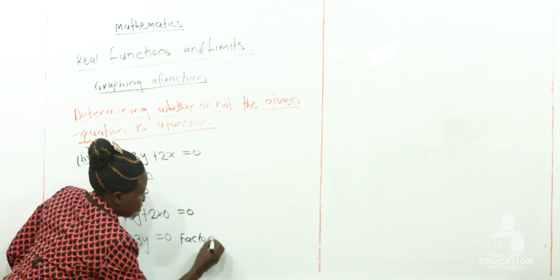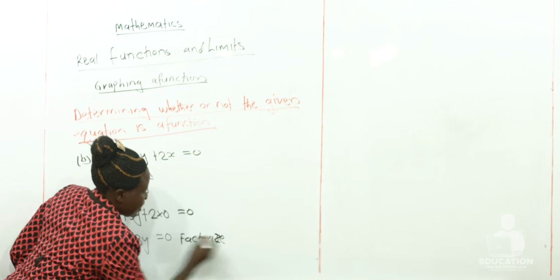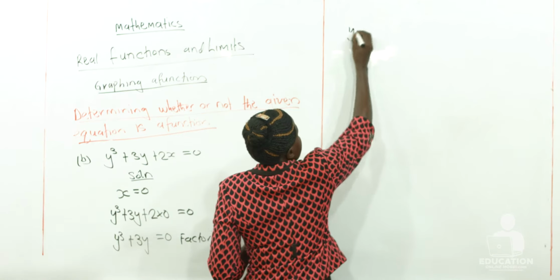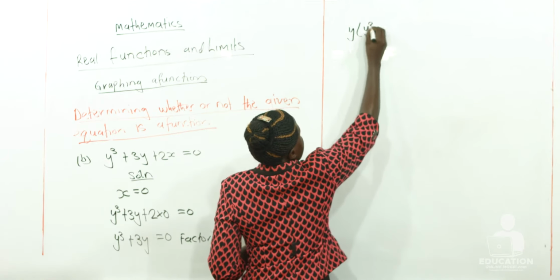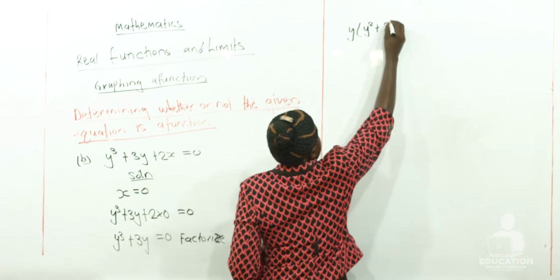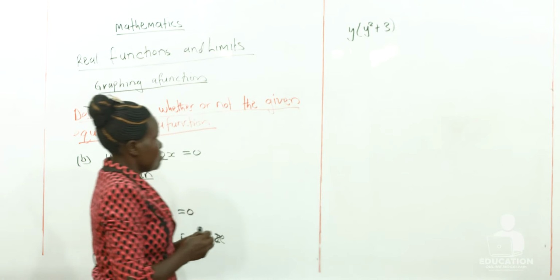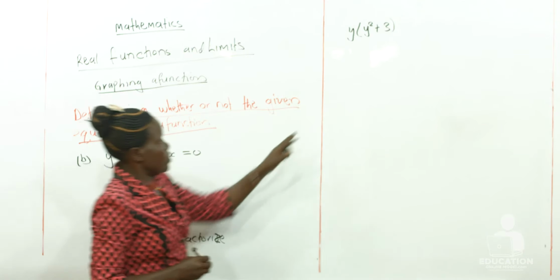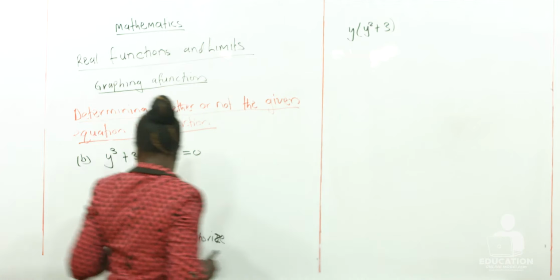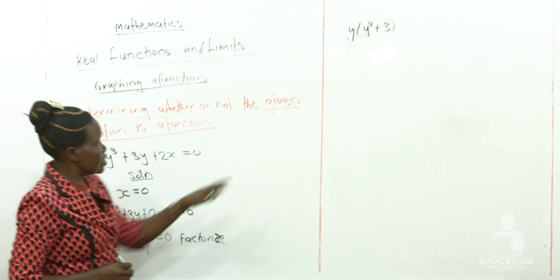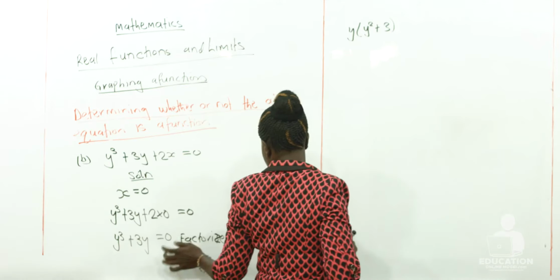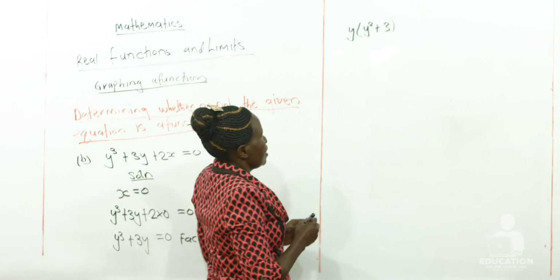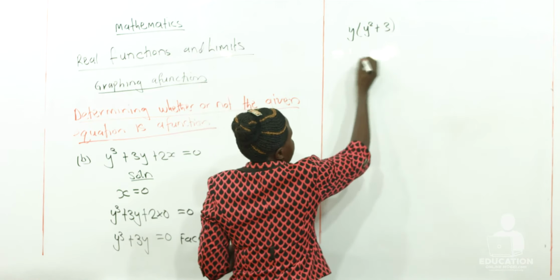So when we factorize this, what will it give us? We shall get y into y square plus 3. So when we factorize this, we get the common factor to be y. Because when we multiply y times y, it will bring us back to y cube. And then when we multiply y times 3, it will give us 3y. Now, to this level, we are going to equate y, because y is outside the bracket, to 0.